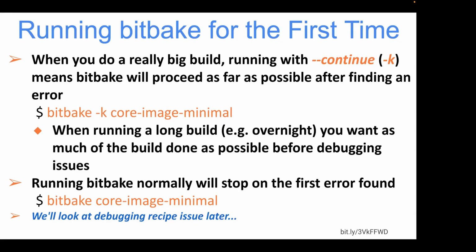And so when you're building for the first time, and certainly whenever I build a big thing for the very first time, I tend to throw in a -k to make sure that as much as possible is built prior to me coming back and looking at it. Again, when you're debugging, don't put a -k in there. It just makes things confusing.